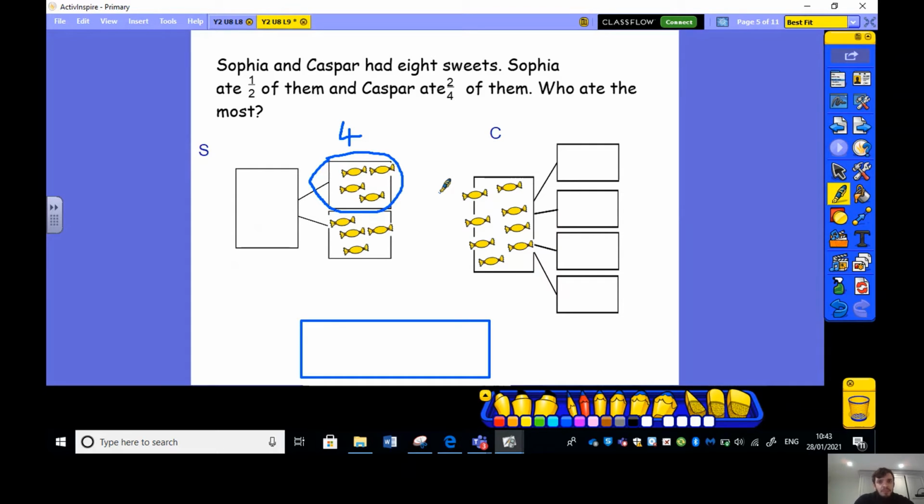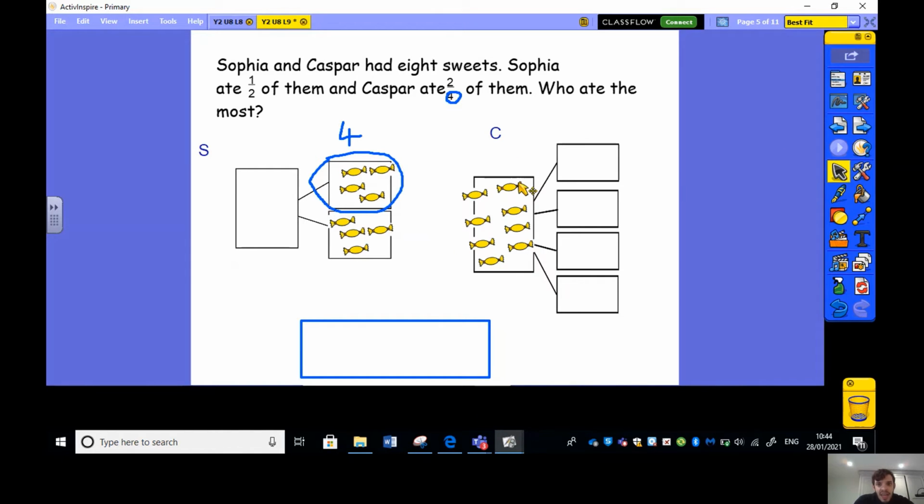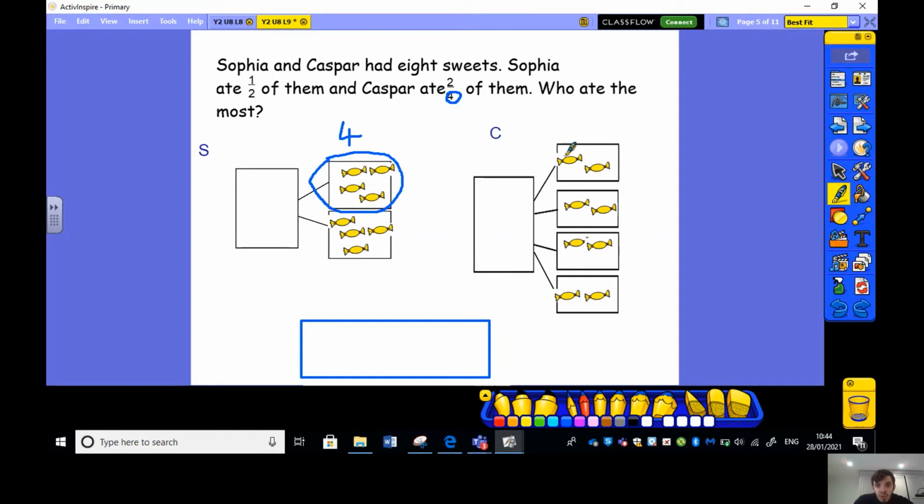She ate 4 sweets. It says Casper ate 2 quarters of his 8. So we know he ate 2 quarters. So I'm going to have 4 parts here because his denominator is 4. So let's share his 8 sweets equally into 4 groups because each group will tell me 1 quarter. 1, 2, 3, 4, 5, 6, 7, 8. So 1 quarter is worth 2.